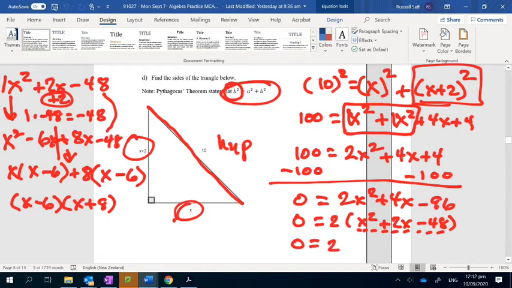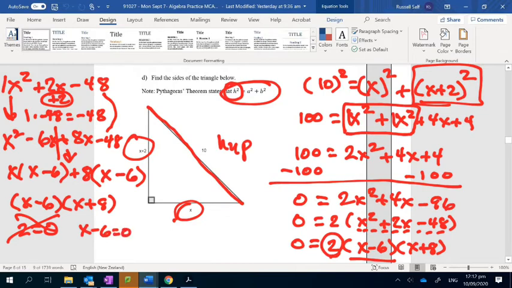So it's 0 equals 2 times x minus 6 times x plus 8. Now we're just going to take each one of those factors and set them equal to what? 0. What is the first factor? 2. Does that work? No. Toss it out. Can't happen. 2 can't ever equal 0. What's the next factor? X minus 6 equals 0. What's the next factor? X plus 8 equals 0.